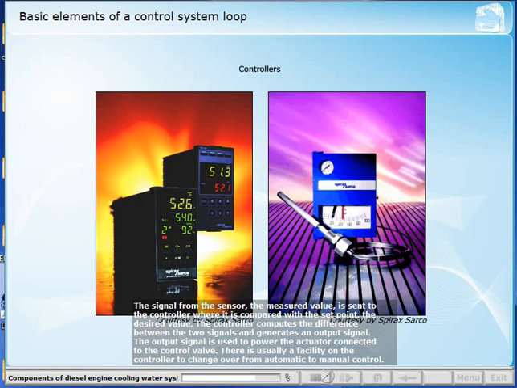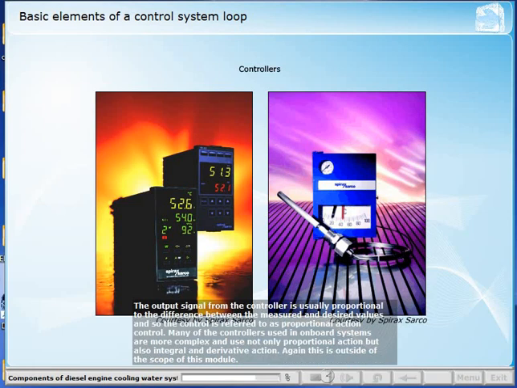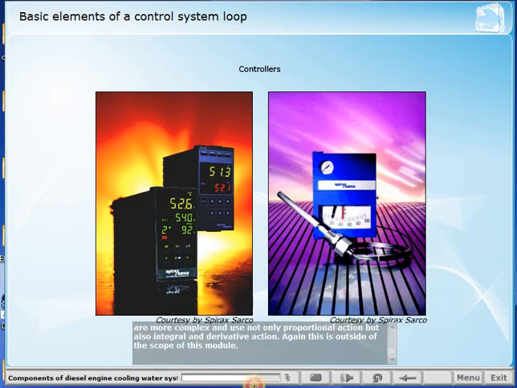There is usually a facility on the controller to change over from automatic to manual control. The output signal from the controller is usually proportional to the difference between the measured and desired values, and so the control is referred to as proportional action control. Many of the controllers used in onboard systems are more complex and use not only proportional action, but also integral and derivative action. Again, this is outside the scope of this module.